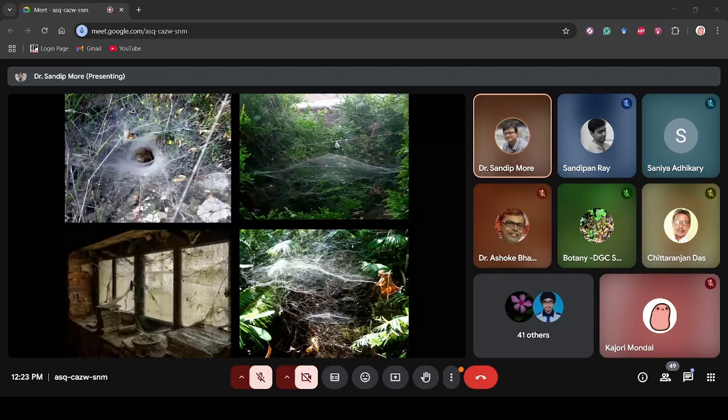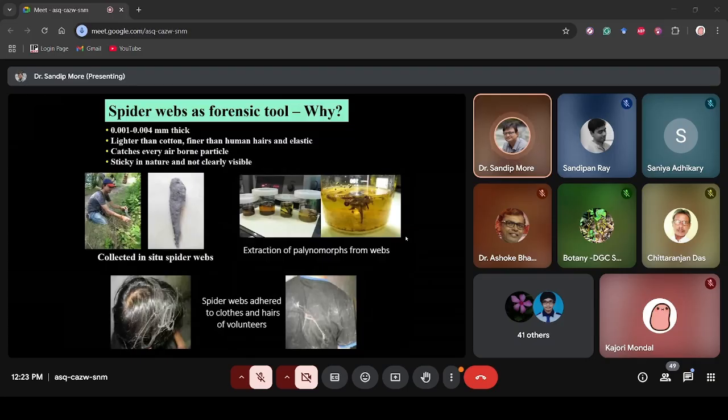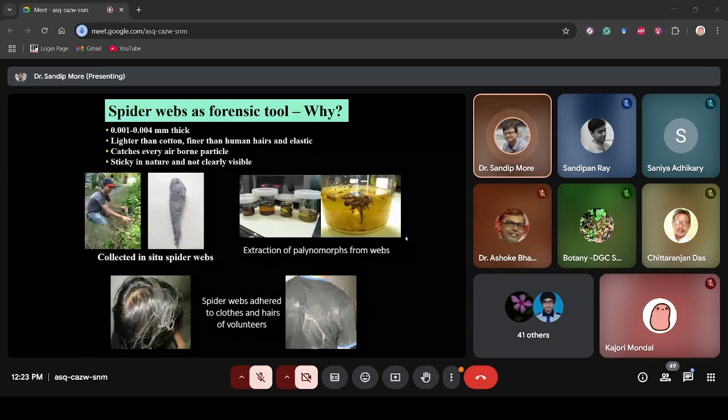Why? They are very sticky, they are very fine, and cannot be visible to the naked eye. We can see spider web, I know, but why can we see? Because of the dust. Otherwise, they are invisible. They are lighter than cotton, finer than human hair. So all the dust and pollen in the air get trapped in the spider web.